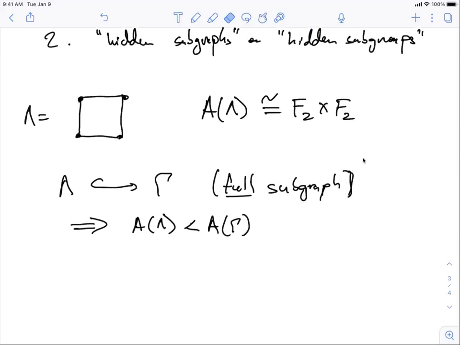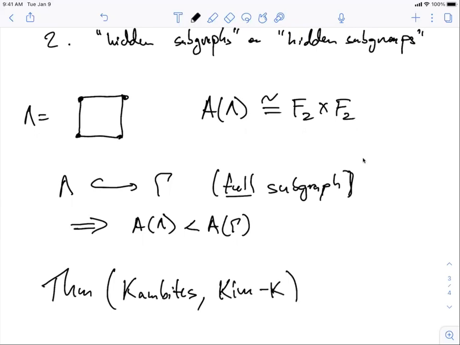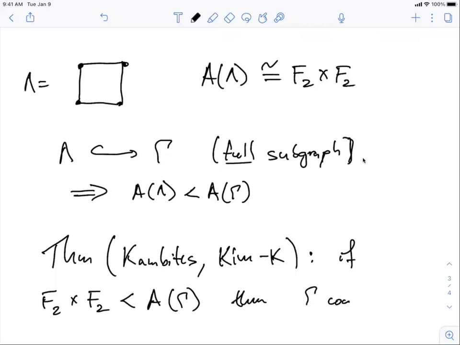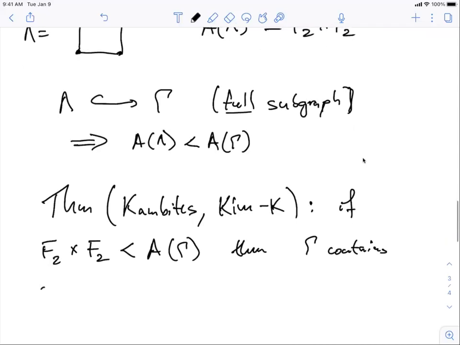But it is true. There's a theorem due to Kambites, and an alternative proof was given by Kim and Koberda, that says that if F2 cross F2 is a subgroup of a given right-angled Artin group A of gamma, then gamma contains an induced square.